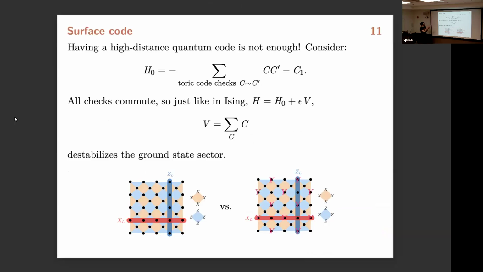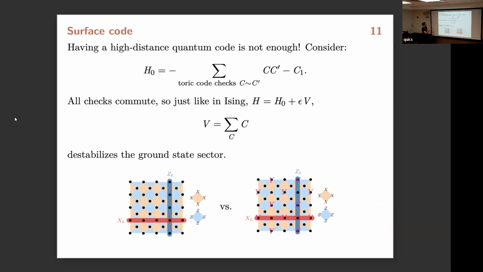So at this point you might think that having a sort of quantum code with a distance that's growing somehow in the system size is a necessary and sufficient condition to have an absolutely stable phase. This might seem like a reasonable guess, but it's wrong. Here's an example of a quantum code with a high distance.